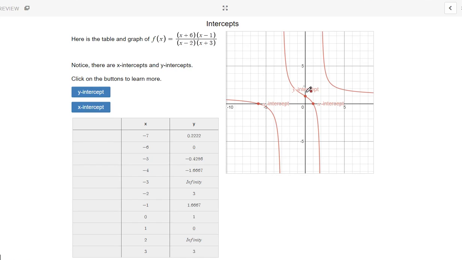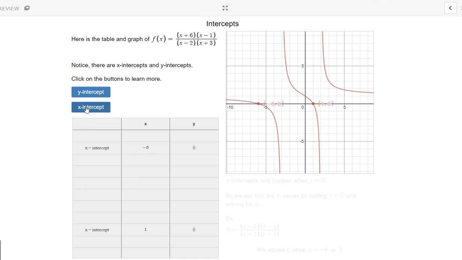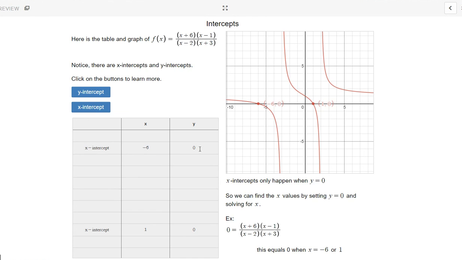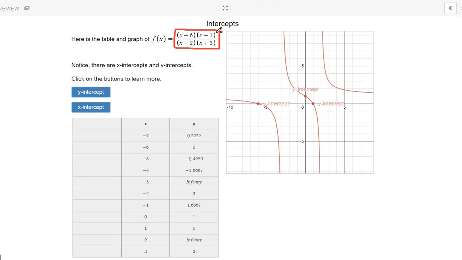So if the y-intercepts are where the x values equal 0, the x-intercepts obviously are going to be where the y values equal 0, because any point on this line is going to have a y value of 0. So to find the x-intercepts, we just have to figure out what are the inputs that give us an output of 0.